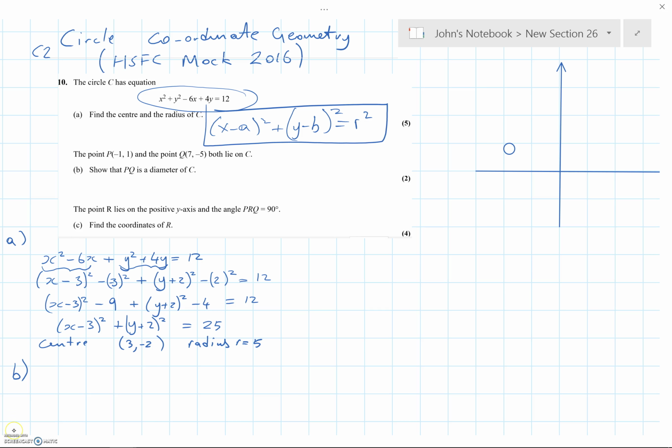Okay, so now for part B, it's saying that P and Q lie on this circle, and it says to show that PQ is a diameter of C. We can do this in two ways. We could find the distance between these 2 points, because it does say that they lie on the circle. That's important. So if the distance between the 2 points is 10, that means it must be a diameter. That is one way of doing it, and that's perfectly okay.